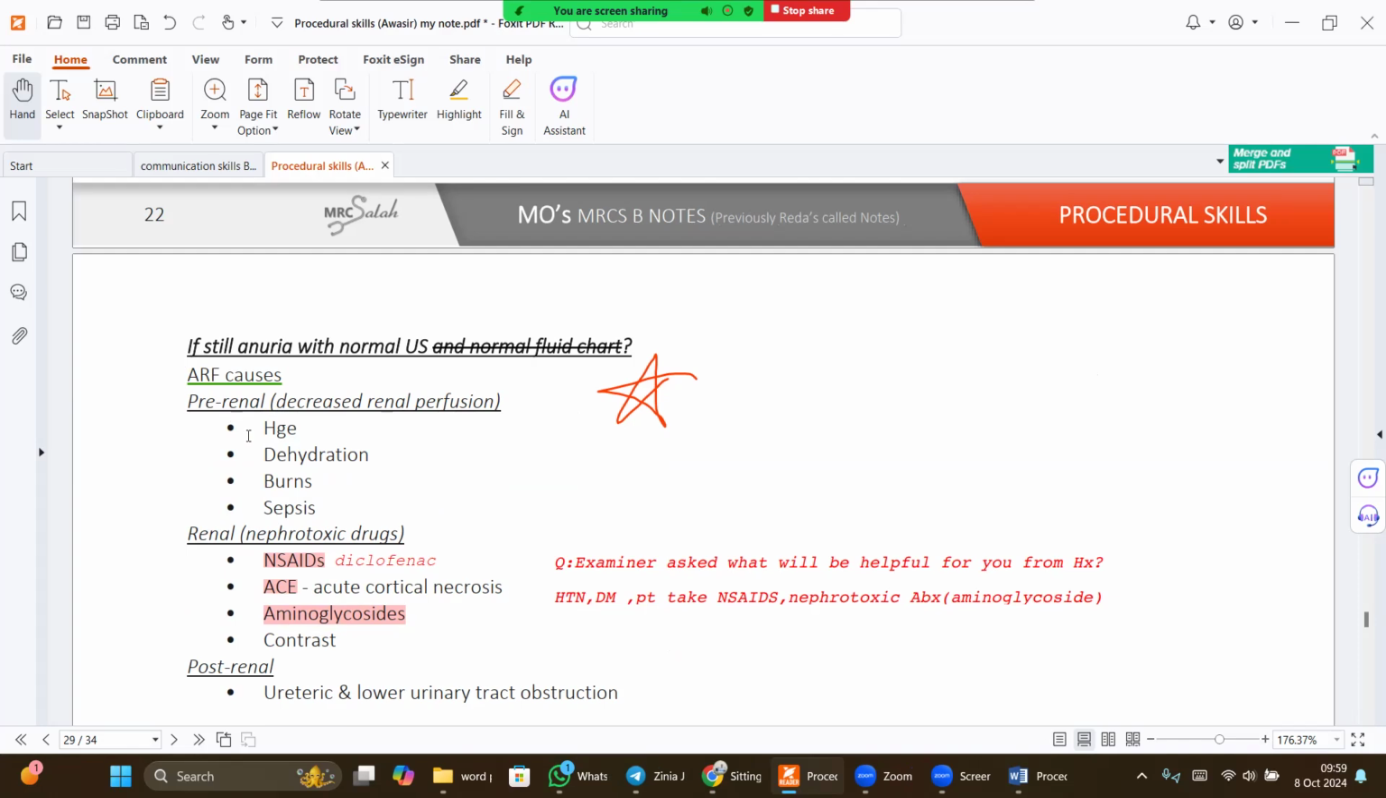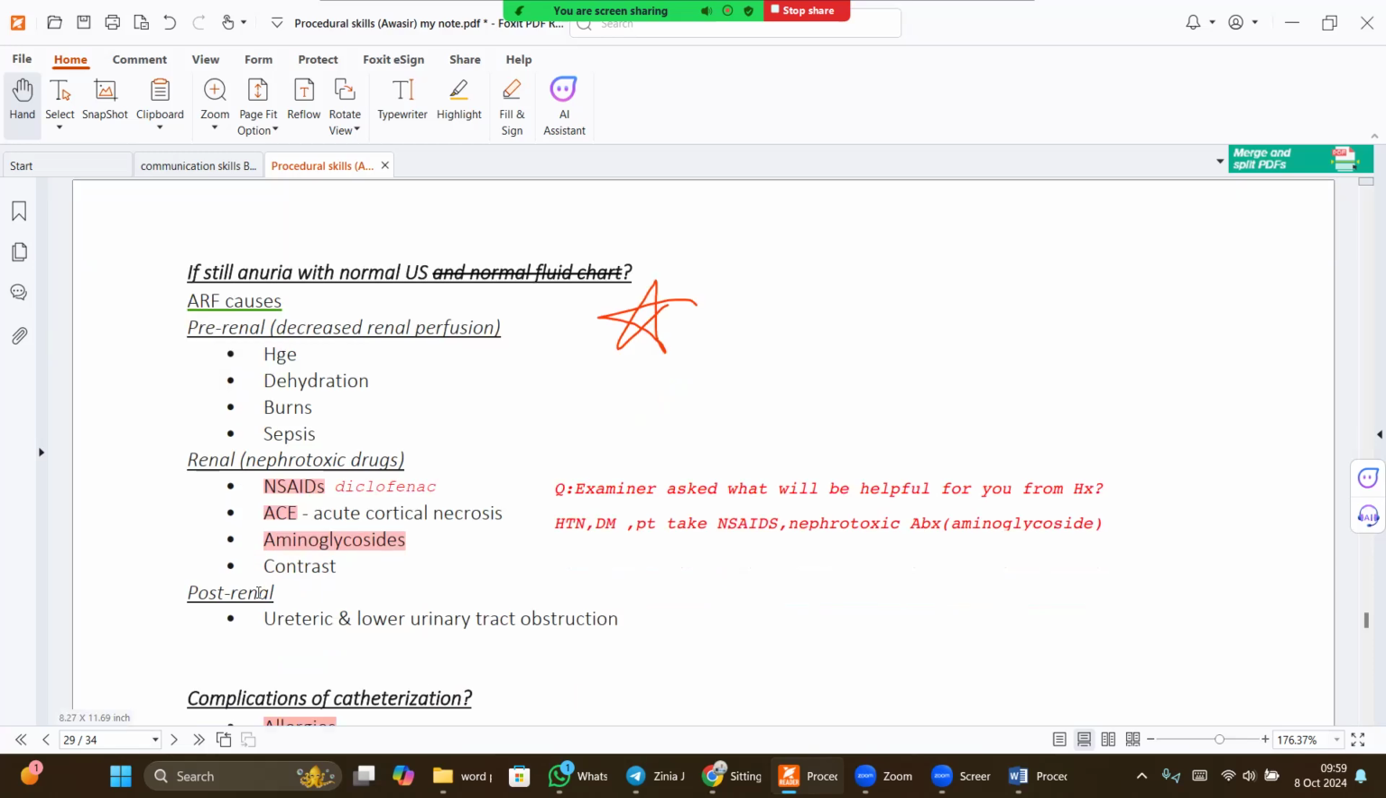Pre-renal, decreased renal perfusion due to dehydration, burn, sepsis, and hemorrhage. Renal: nephrotoxic drugs like NSAIDs, diclofenac, ACE inhibitor, acute cortical necrosis, and aminoglycosides.